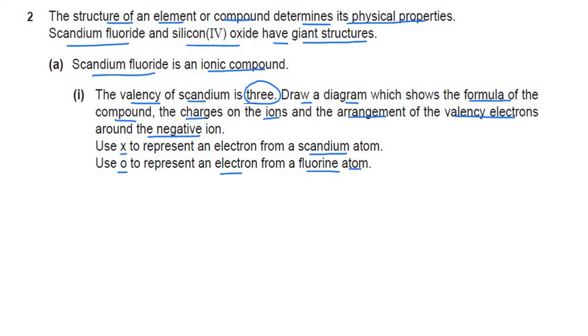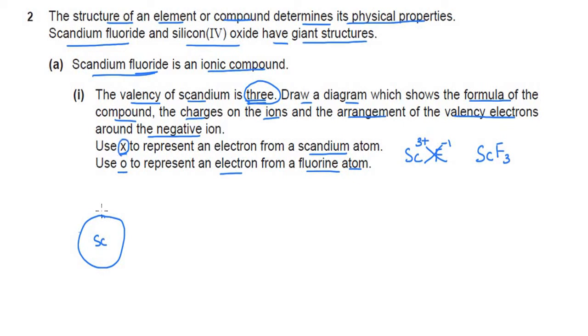Now as it's given in the question that scandium has the valency of 3, that is, it loses 3 electrons, and as we know that fluorine is a group 7 element, so it will have a charge of -1. So if we make a formula by crisscrossing the valency, we have scandium fluoride, ScF3.